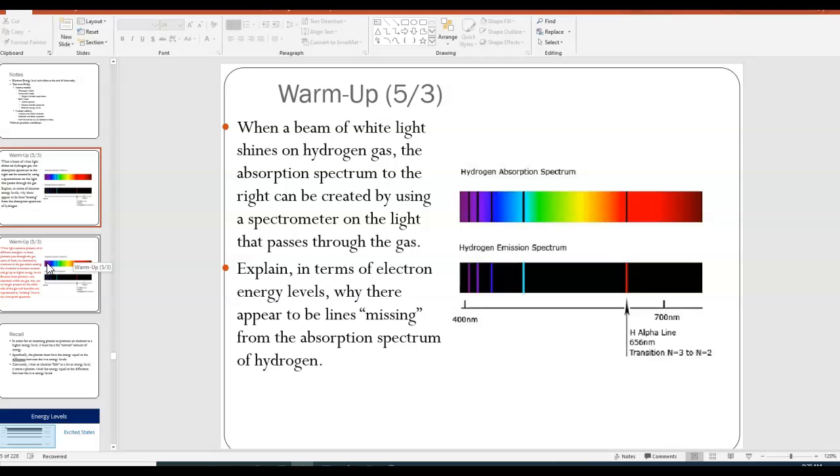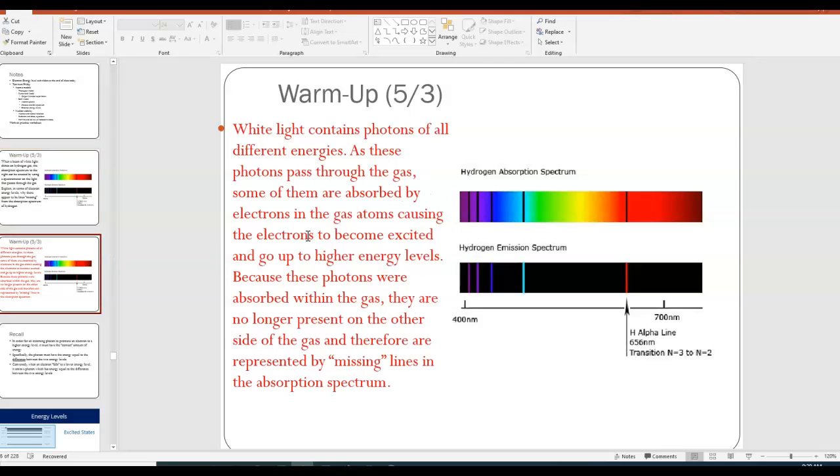Okay, so here is a possible answer to this question, at least one that I came up with. I said that white light contains photons of all different energies. As these photons pass through the gas, some of them are absorbed by electrons in the gas atoms, causing the electrons to become excited and go up to higher energy levels. Because these photons were absorbed within the gas, they are no longer present on the other side of the gas and therefore are represented by missing lines in the absorption spectrum.